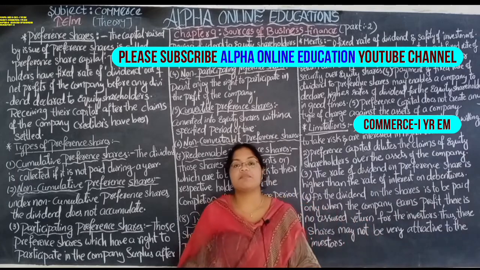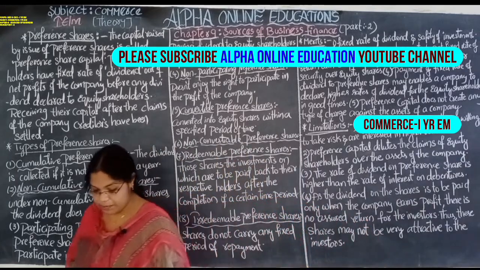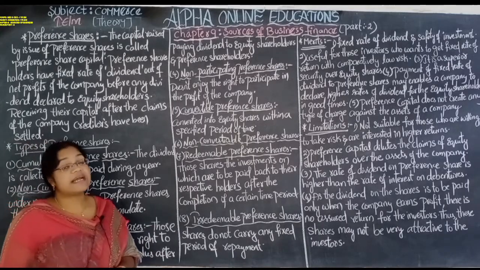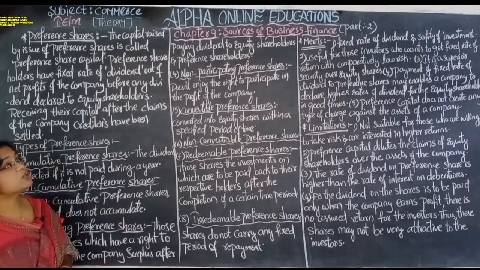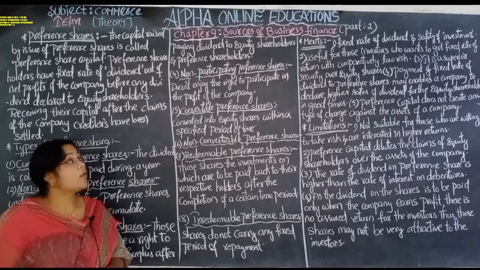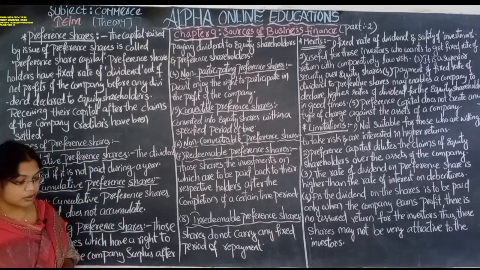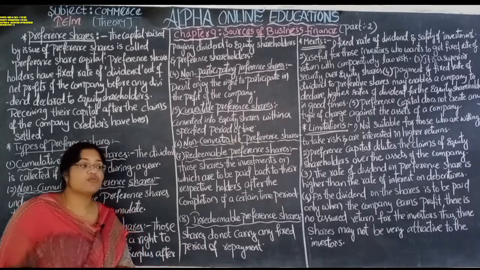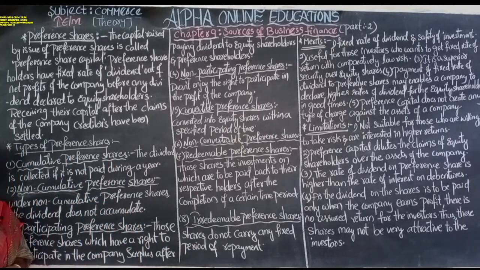Good morning, welcome to all for online education, commerce theory part for the first year's English medium. The chapter that we are dealing with is the ninth chapter, the source of business finance. In the previous session we discussed equity shares, and in this second session we are going to discuss preference shares.